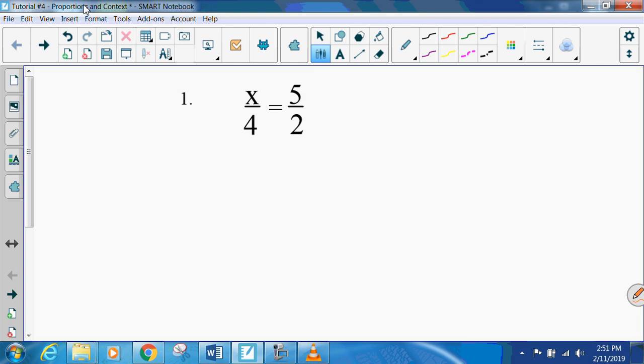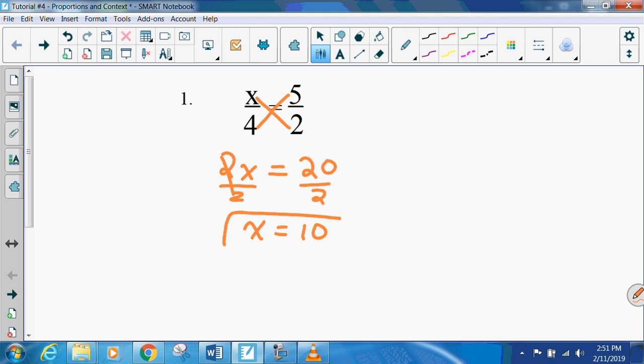So I always like to start with the x, and I'm going to cross multiply. X times 2 is 2x. I bring down my equal, and I cross multiply on the other side. 4 times 5 is 20, and now I'm left with a one-step equation. Divide both sides by 2, and I get that x is equal to 10. So we want to remember when dealing with proportions that cross multiplying is the way to go.